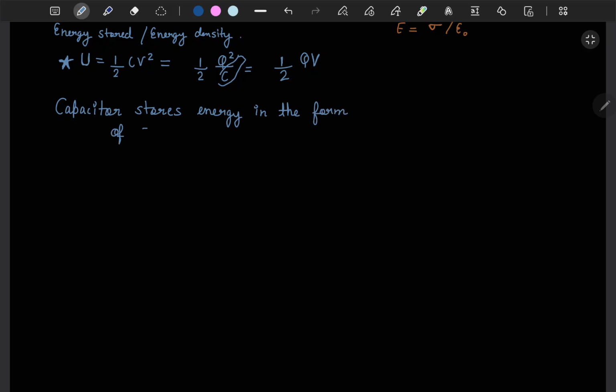It stores energy in the form of electric field. What is the energy density? It is basically energy stored per unit volume. Energy density means energy stored per unit volume. Energy by volume.